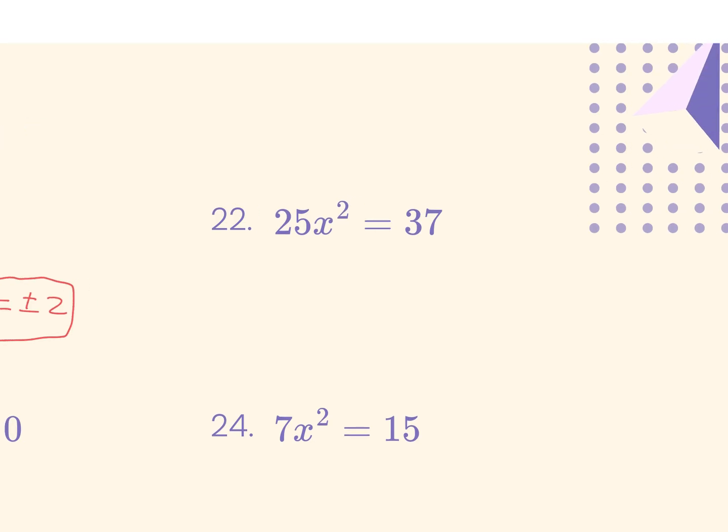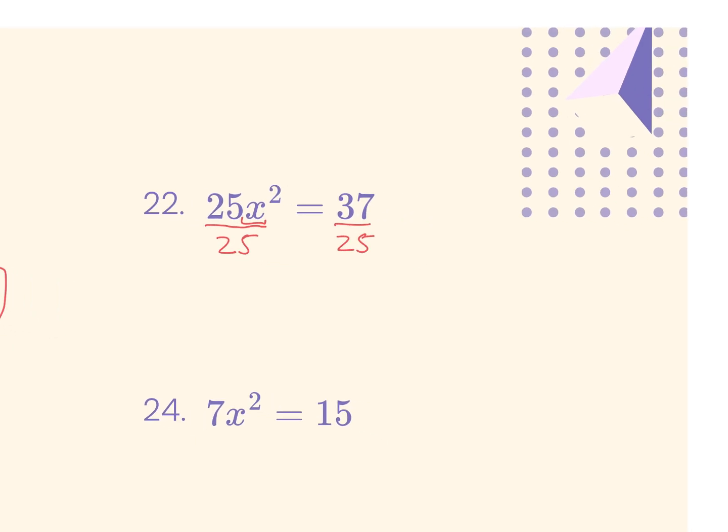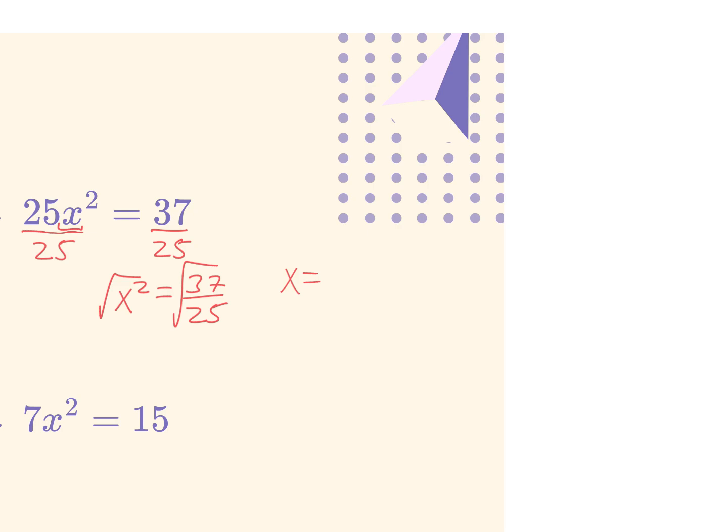25x squared equals 37. I want the x squared by itself. I don't see any other x's or anything, so the best way to go about it is to divide everything by 25 and get the x squared by itself. All right, so divide by 25, and then I get x squared equals 37 over 25. That doesn't simplify at all, so I can go ahead and square root both sides. And so I get x equals plus or minus the square root of 37 over 25.